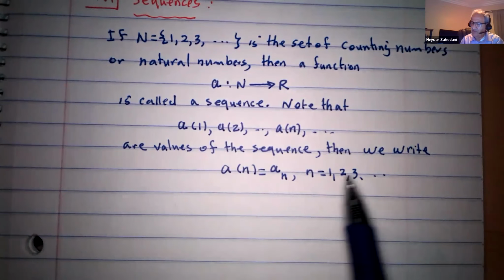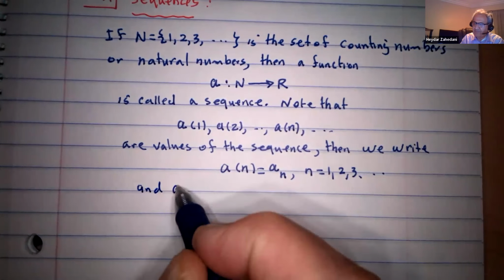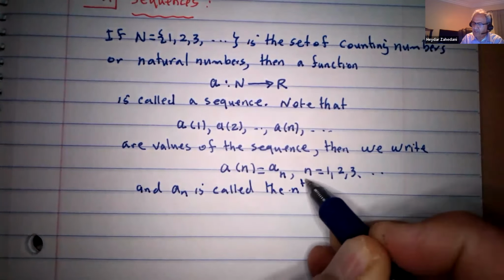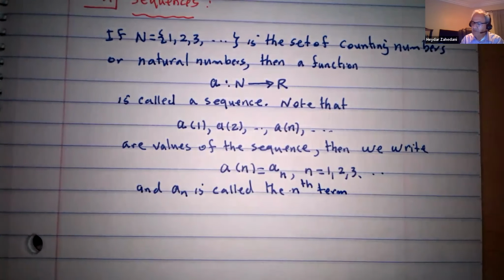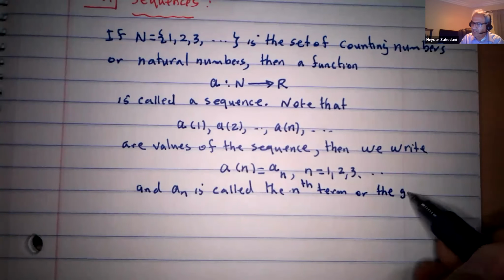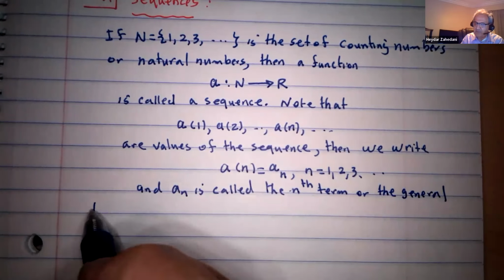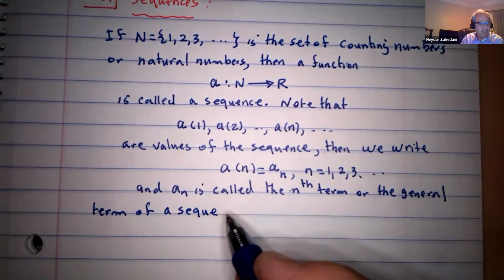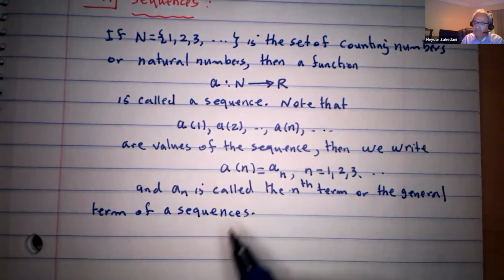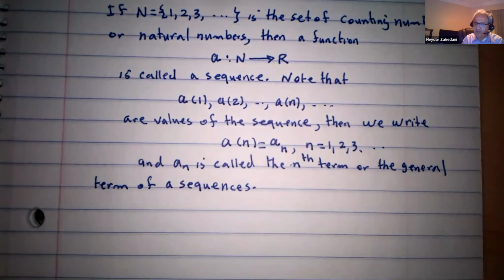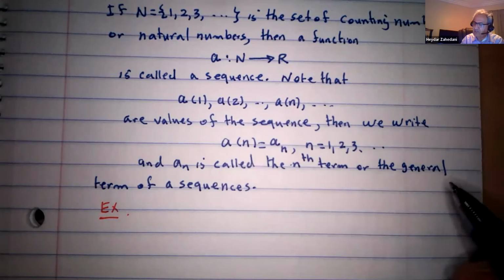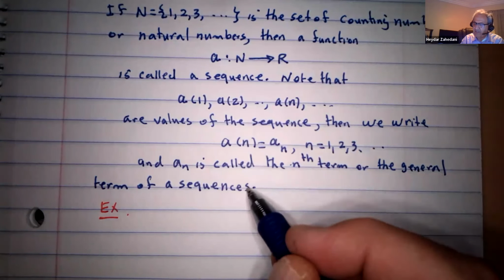This is going to be the one. So we write this, and a_n is going to be called the nth term, or the general term, of a sequence. Okay, this is going to be the case. So if you'd like some examples of sequences, it's going to be the general term, and I use the notation. So this is going to be called the general term of a sequence.